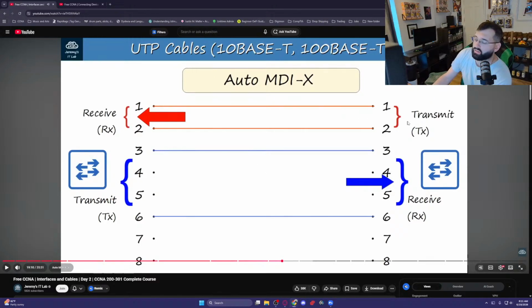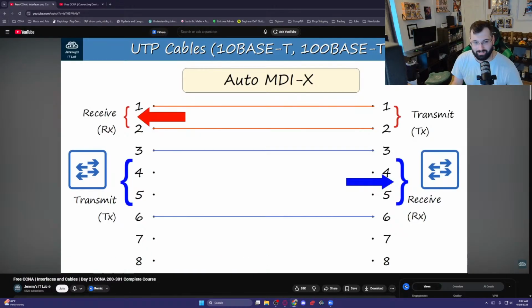Okay, so my thing with this is, I'm glad that we have this Auto MDIX protocol, whatever, that just kind of adjusts it on the fly. But why was it different to begin with? Why wasn't the port standardized on all platforms? On the PC, the switch, the router, the firewall? Why wasn't that the same across the board?